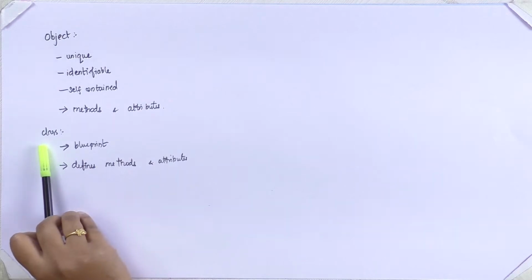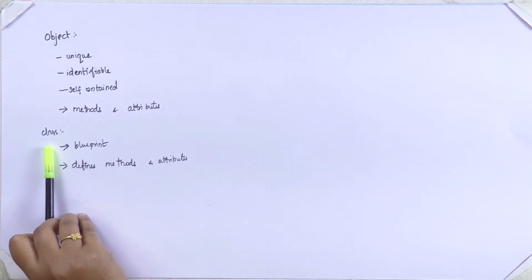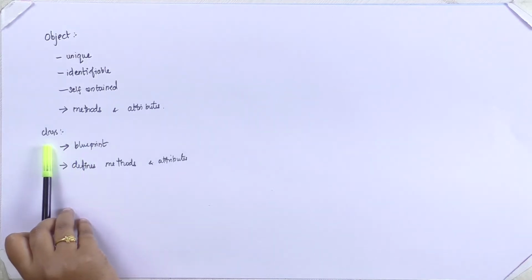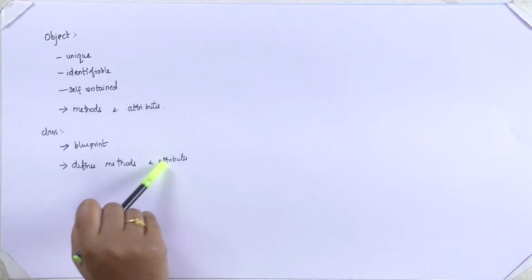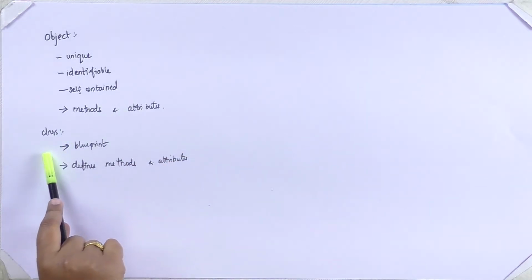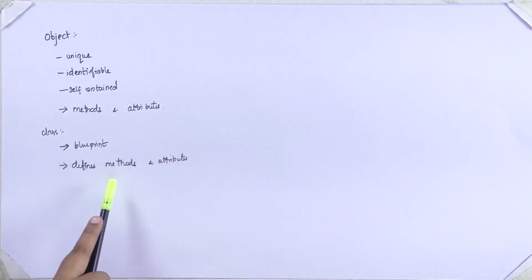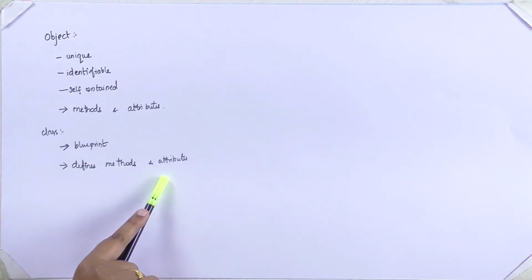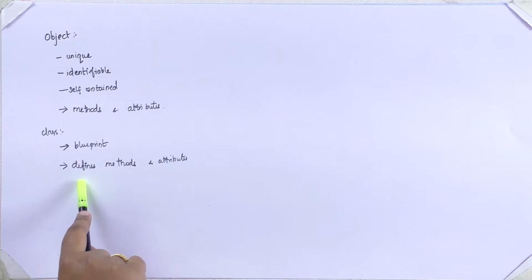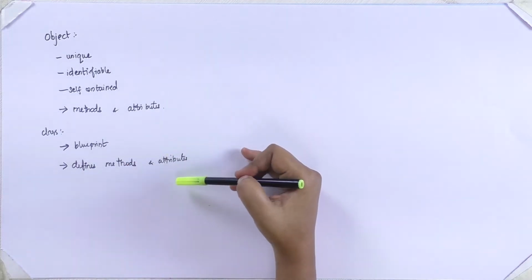Let us see about class. A class is a software template. It can also be called a blueprint. This template defines the methods and attributes of an object. So if a particular object belongs to a particular class, this class will contain the definition of methods and attributes so that the object will be able to work within the class. So this is the definition of object and class.